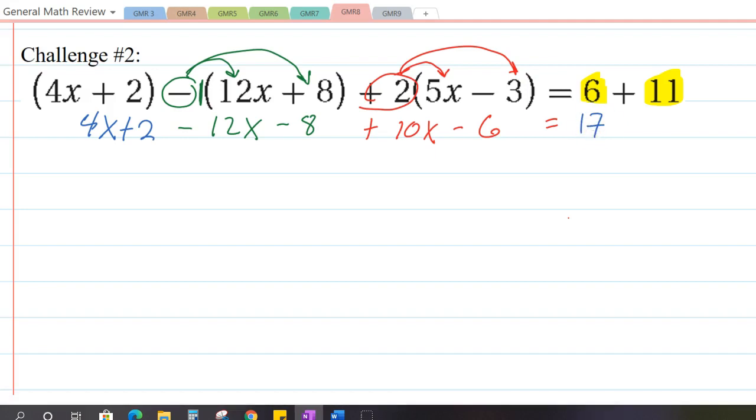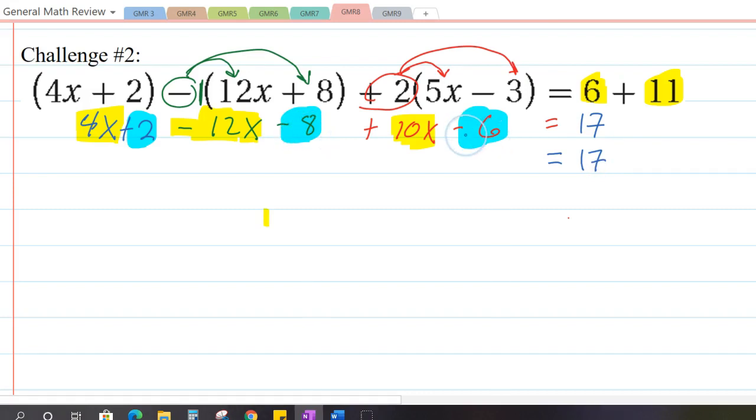On the left-hand side, I'm going to look for like terms also. I have a positive 4x, a negative 12x, and a positive 10x. I also have like terms of a 2, a negative 8, and a negative 6. So we're going to combine those all the way down. First, I'm going to bring my equal sign straight down. The 17 hasn't changed. Now, the numbers. Negative 6 and negative 8 gives me negative 14. Negative 14 and a positive 2 give me negative 12. So I write negative 12.